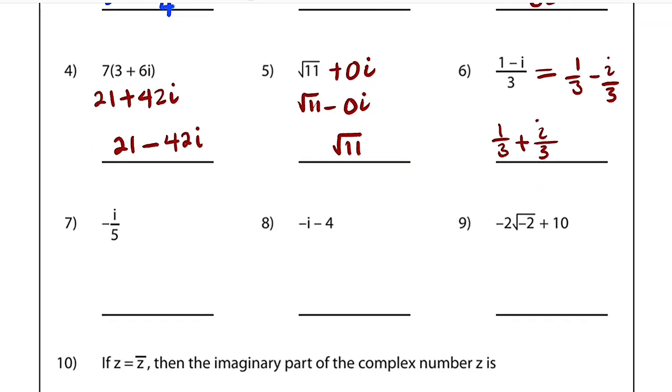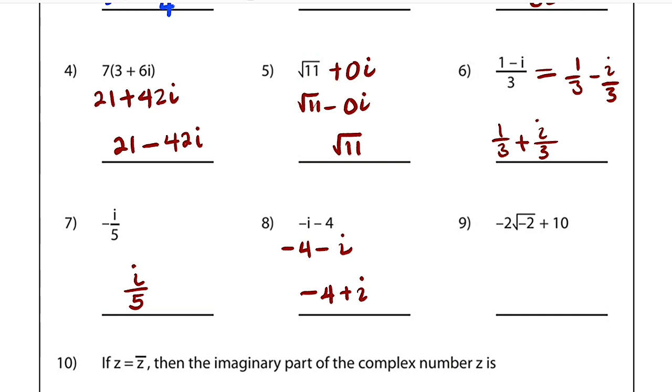Number 7, the real part is absent. All you have to do is to negate this to positive. We have i over 5. Number 8, we have the imaginary part before the real part. So let us arrange it as negative 4 minus i. Therefore, the conjugate will be negative 4 plus i.